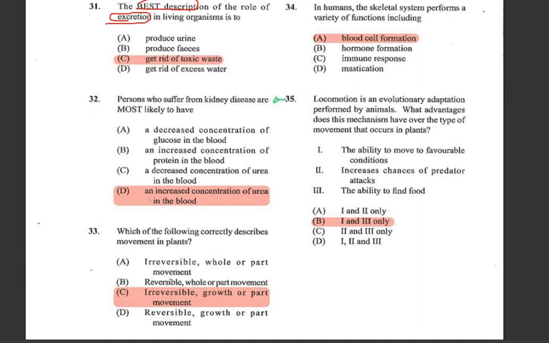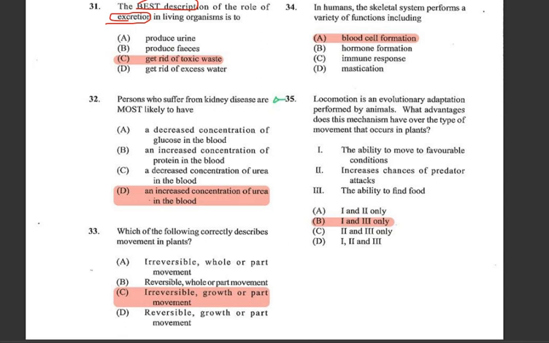Number 32, it says a person who suffers from kidney disease is most likely to have. Any person who suffers from kidney disease would most likely have a high concentration of urea in the blood. Alright, and that is very not good. Having urea in the blood is not good. Kidney disease is not a pretty thing, I could say.